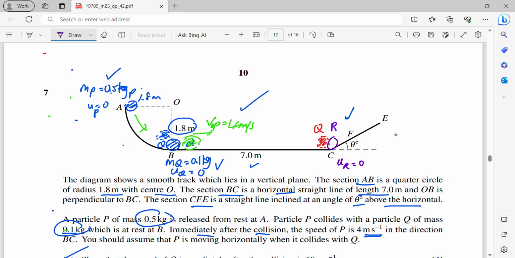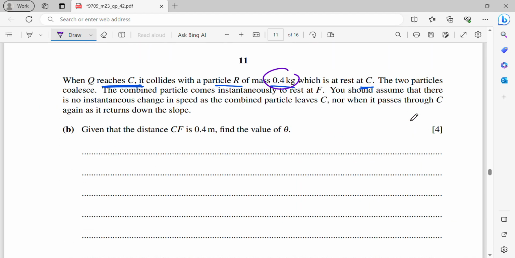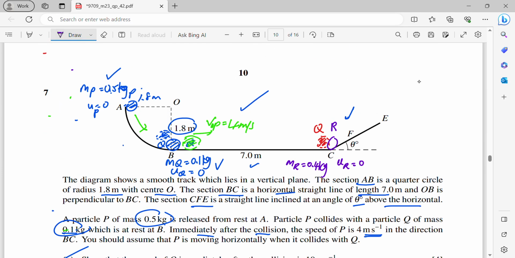So I will write here MR is 0.4 kilograms. Now two particles collide. The combined particle comes instantaneously to rest at F. That means after these two combine together, it will go up to F. Then at rest means that the V will be 0.